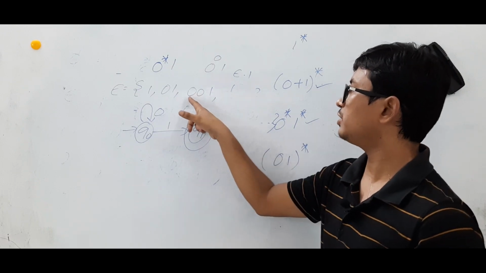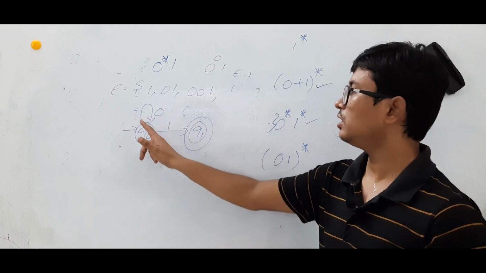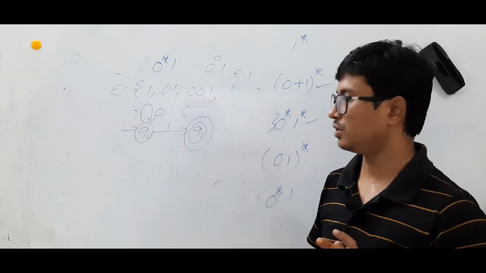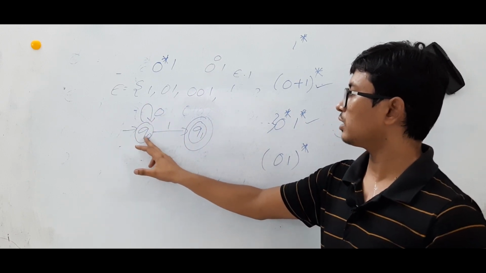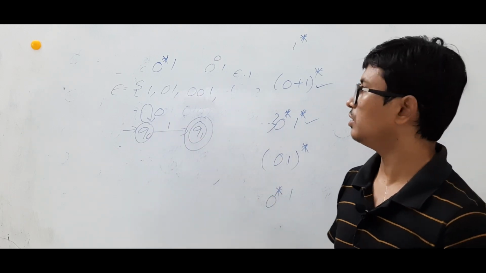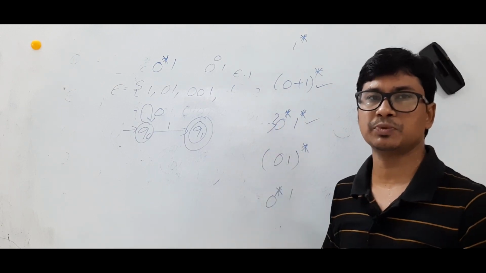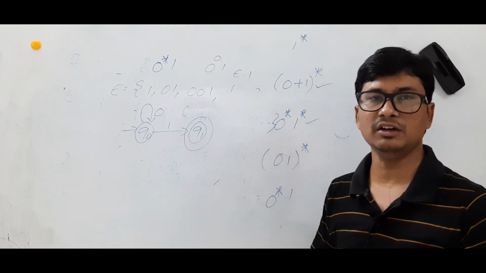If you want to verify, you can verify 001. Q naught on 0, I am in Q naught. Q naught on 0, again I am in Q naught. Now once I see a 1, Q naught on 1, I reach the final state. It is accepted. Okay, so in this video we have taken a few regular expressions and we have constructed the finite automata.